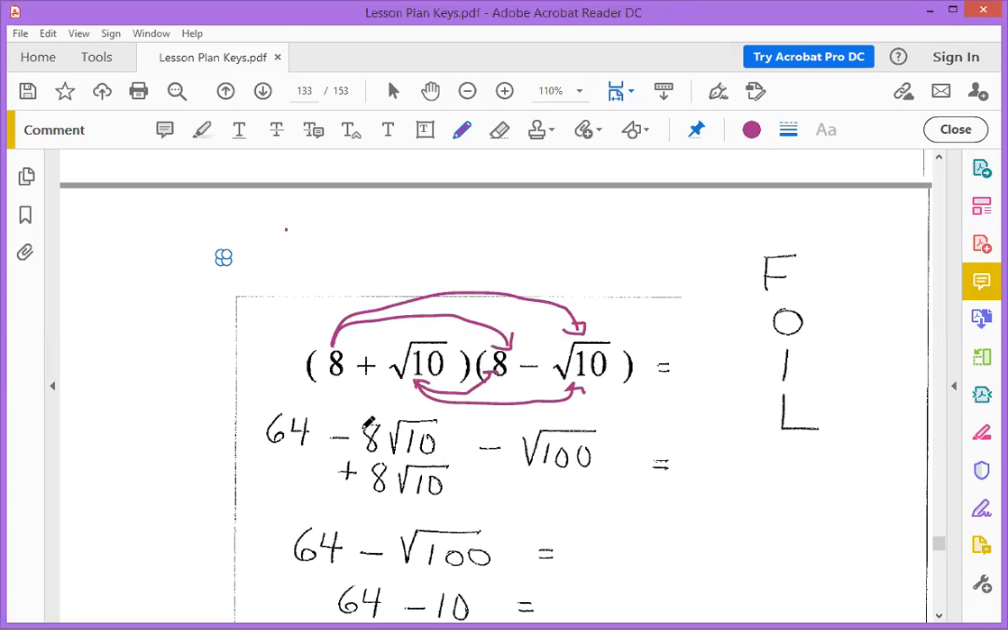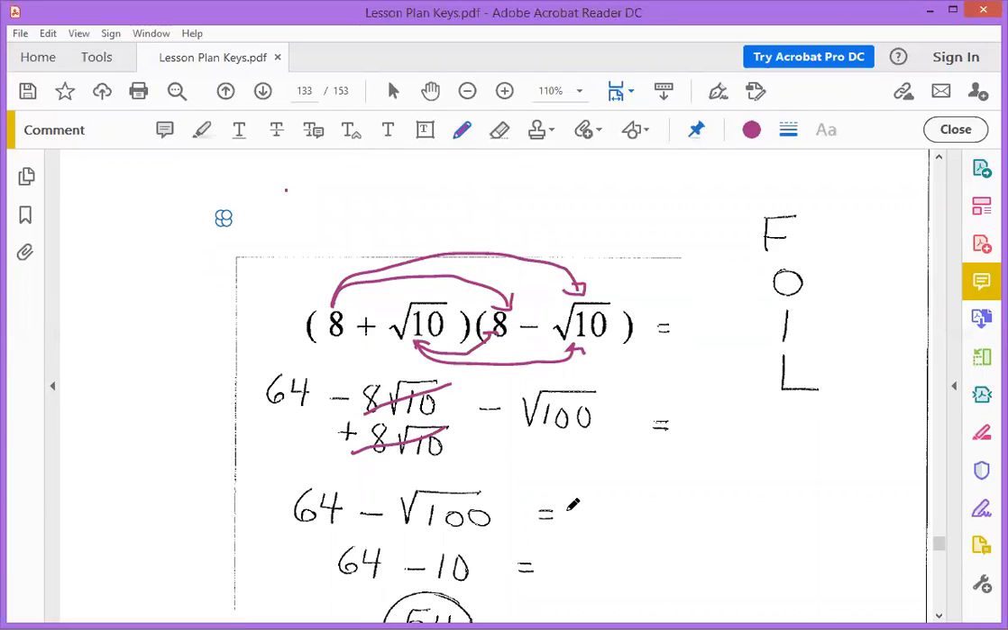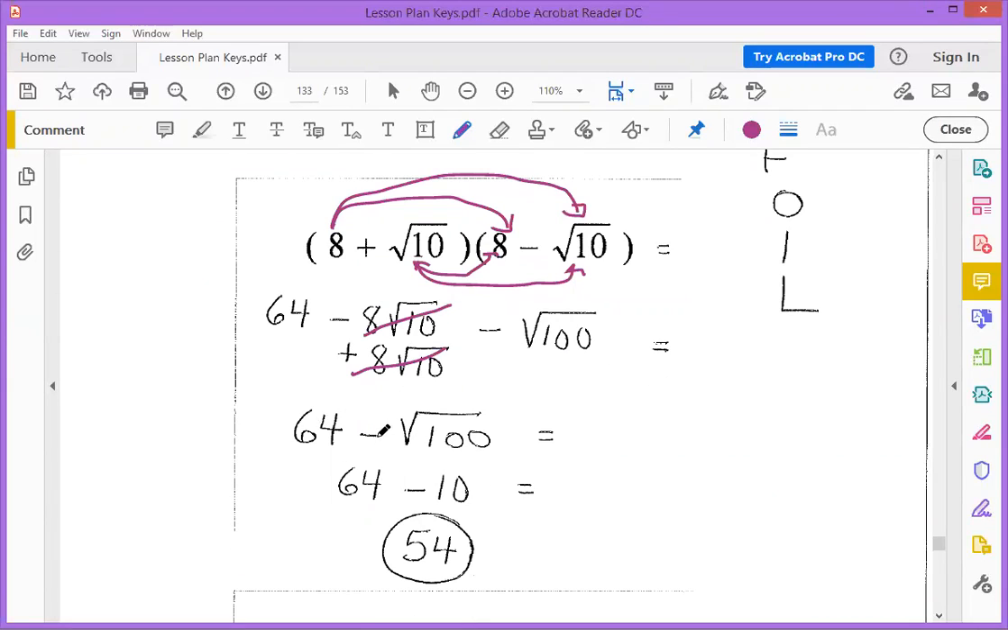Now the minus 8 square root 10 and the plus 8 square root 10, those terms cancel each other out, leaving 64 minus square root of 100. But the square root of 100 is 10. So we subtract 64 minus 10 to get our answer, 54.